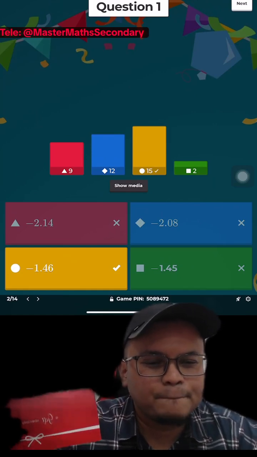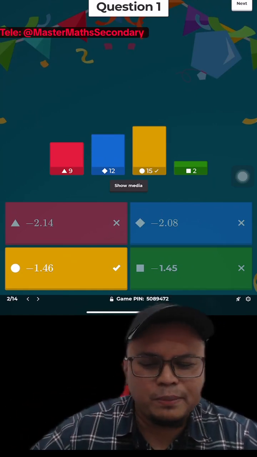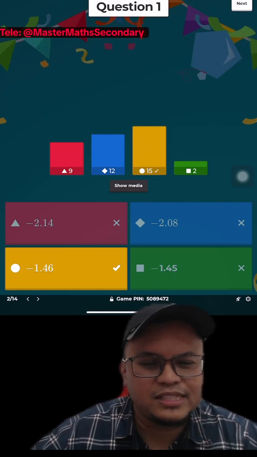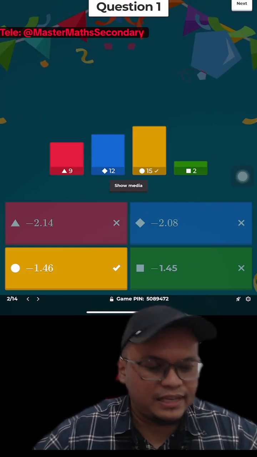Yeah, most likely if you didn't get it right, you were a bit careless in how you typed your calculator. That's right. Okay, now let's look at the leaderboard, guys.